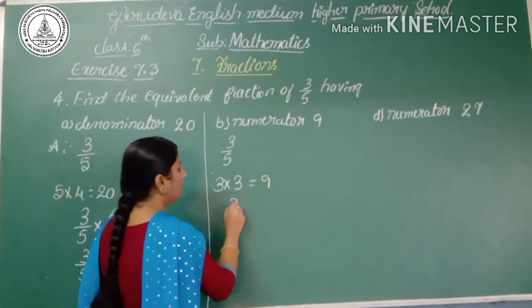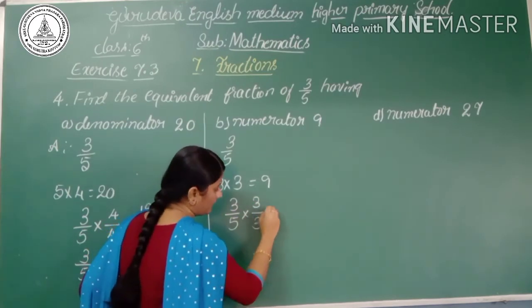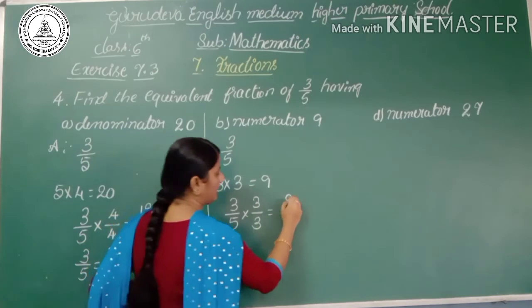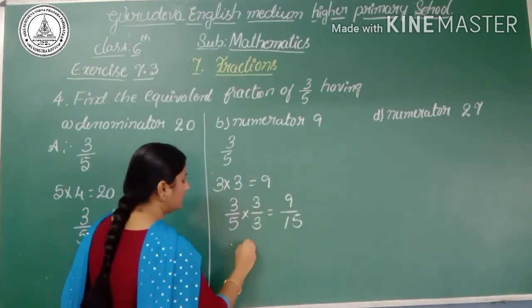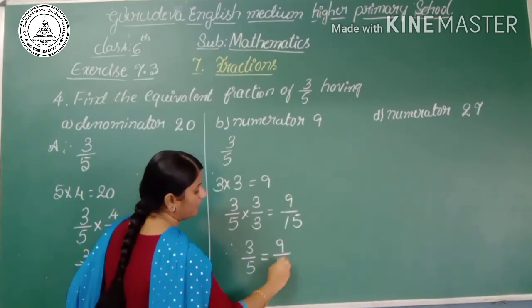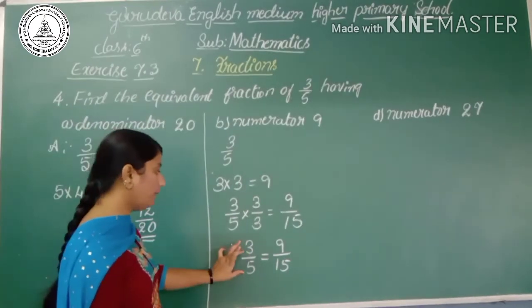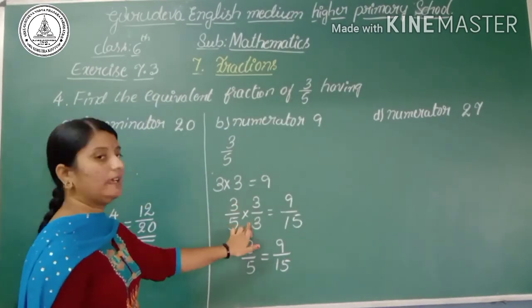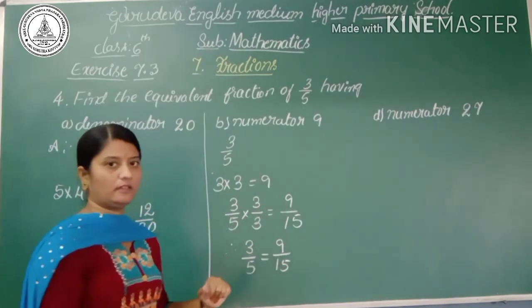So we have to multiply and divide by 3. What we get? 3 3s are 9 and 5 3s are 15. Therefore, 3 by 5 is equivalent to 9 by 15. If you multiply the numerator and the denominator by 3, we will get the equivalent fraction. The numerator is 9. Okay.